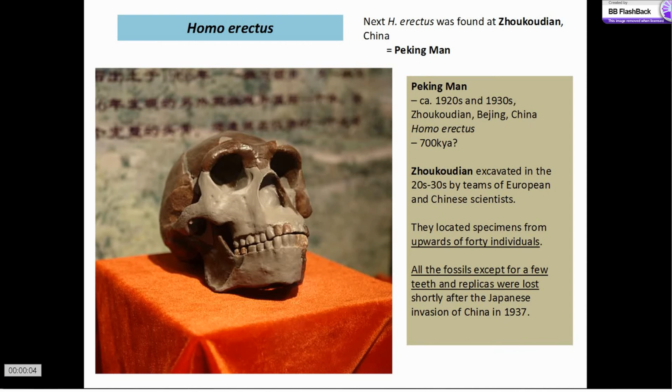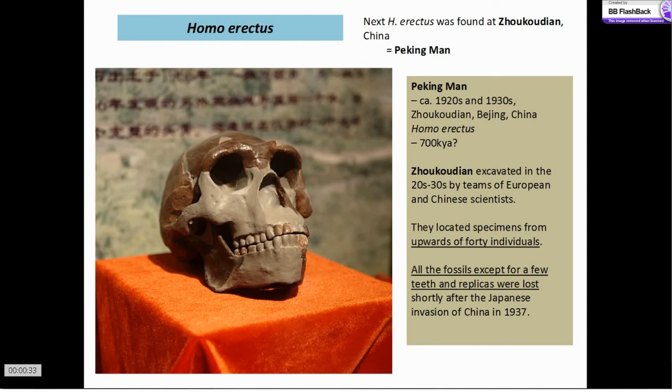Another famous example of Homo erectus is Peking man. You may have heard of Peking man. Many specimens, upwards of 40 individuals, were found in this cave area called Zhoukoudian in China. It's near Beijing. And they were dated to 700,000 years ago. They were uncovered in the 20s and the 30s, excavated by a team of European and Chinese scientists.